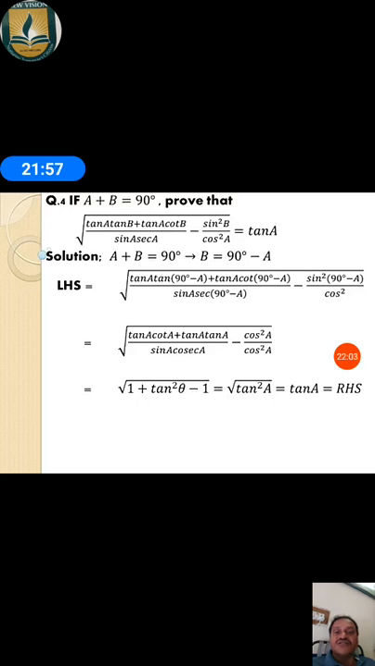Now the second step, tan a into tan(90 minus a) becomes cot a, therefore tan a into cot a plus tan a into tan a by sin a into cosecant a minus cos square a by cos square a, right? That gives the third step, 1 plus tan square a minus 1, and that becomes tan square a, that equals tan a. That is what we require to prove as the right hand side. You see, in this identity we took the left hand side and we proved the right hand side. Like that we did this particular problem.